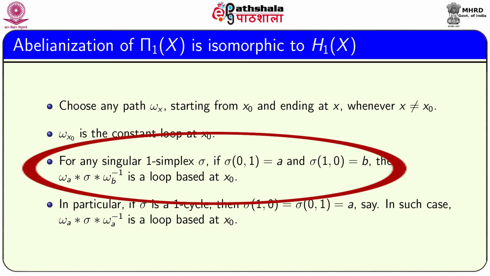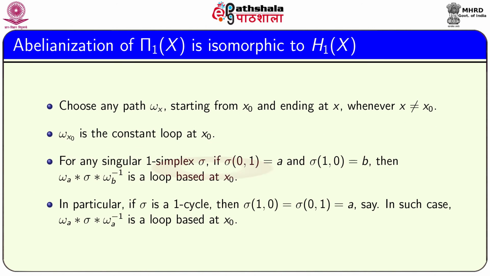For any singular one-simplex σ, if σ(0,1) is A and σ(1,0) is B, then WA * σ * WB inverse is a loop based at x0. In particular, if σ is a one-cycle, then σ(1,0) is equal to σ(0,1), say A. In such a case, WA * σ * WA inverse is a loop based at x0.